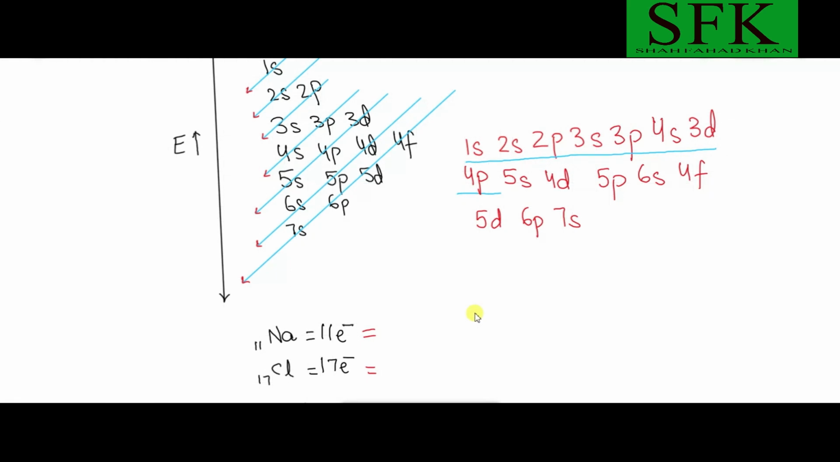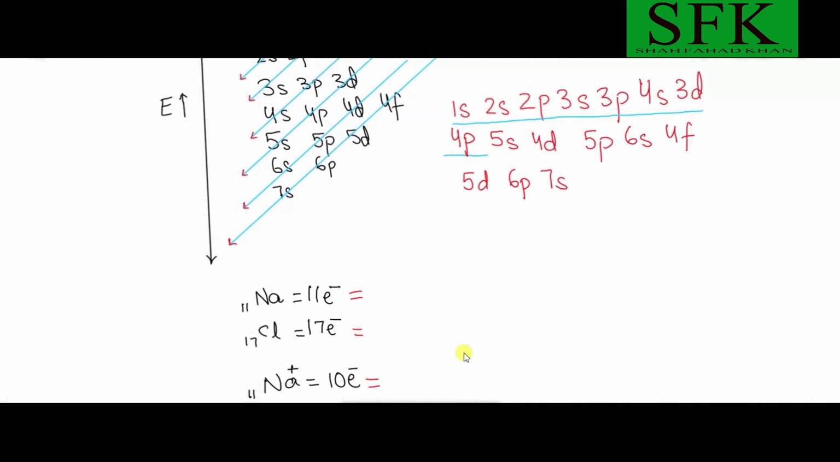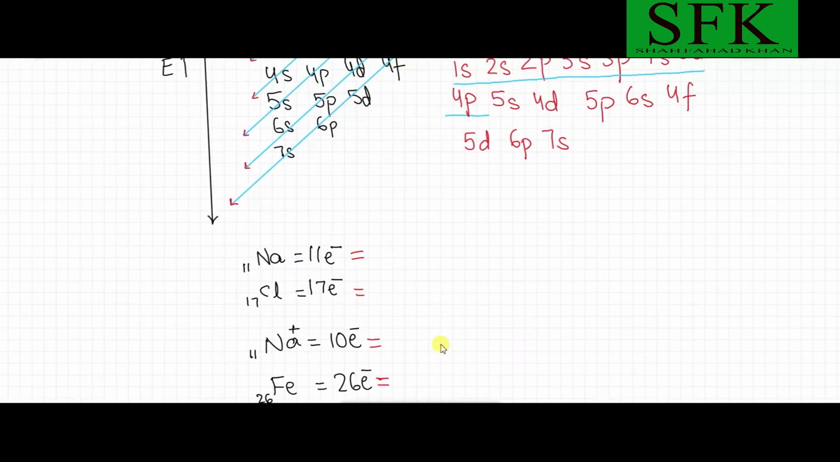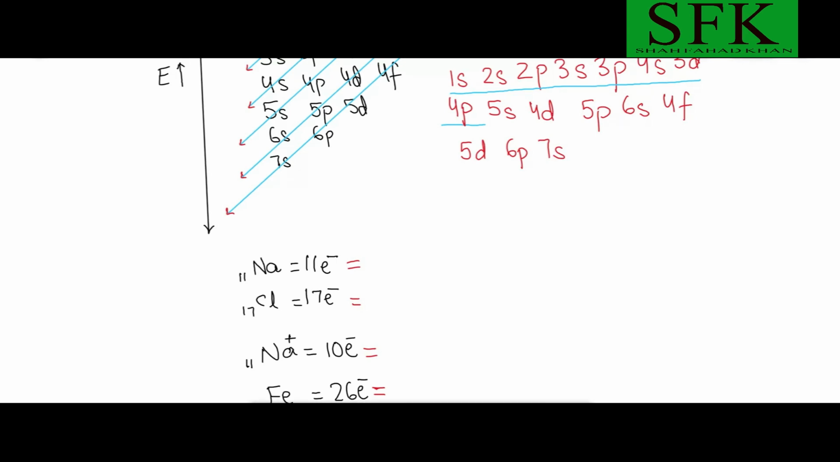Now we are going to apply the Aufbau principle to write down the electronic configuration of some elements. The first example is sodium 11, which has 11 electrons. According to the Aufbau principle, the electrons will first enter the 1s orbital, so let's write down 1s first. Out of the 11 electrons, only 2 can be accommodated in the s orbital because the s subshell has only one orbital, as we've discussed in earlier videos.